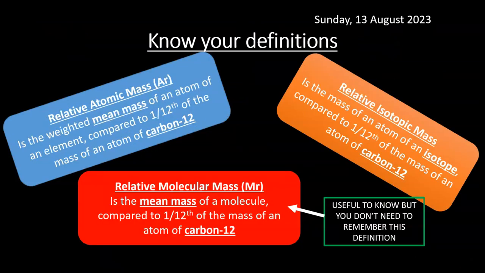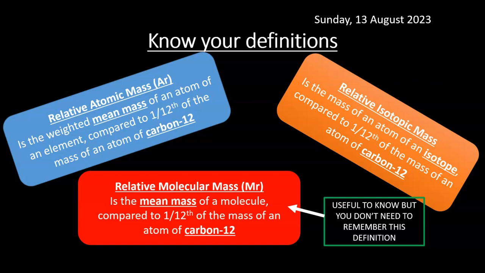Well, some key definitions that we do get asked are the definitions involving the word relative. Relative atomic mass, relative isotopic mass. Every time you see the word relative, it means you must refer to our standard atom, carbon-12. We set the mass of carbon-12 to be exactly 12.000 and measure everything else against that standard.